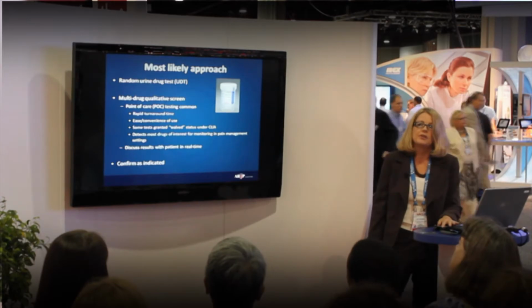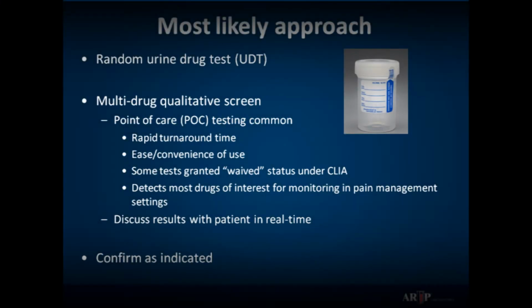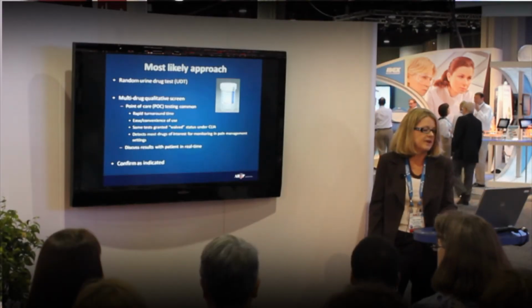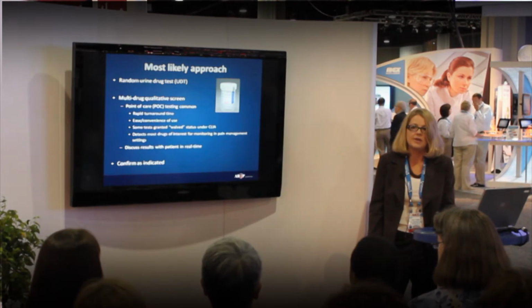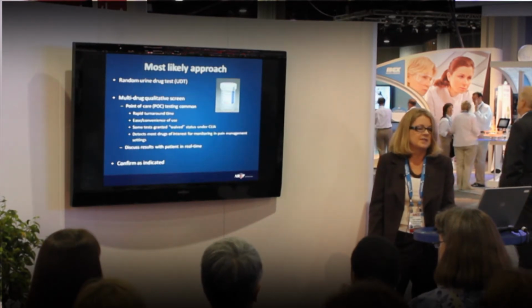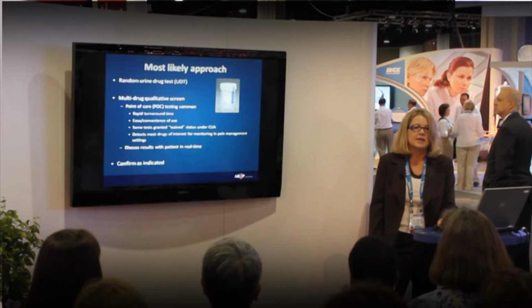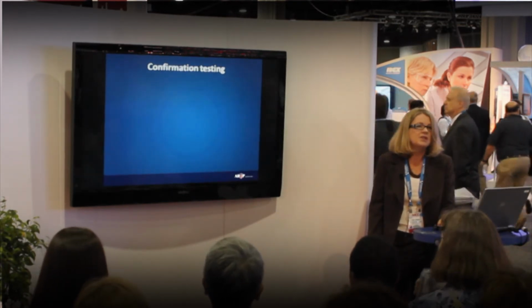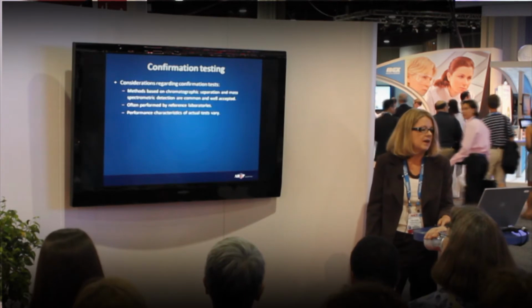So the most likely approach in a pain management setting is going to include random urine drug testing. So a random specimen is collected, and ideally that screening process occurs close enough to the patient that the physician or caretaker can actually discuss those results with the patient to identify whether there's any concern regarding the results that are identified. When there is concern for one reason or another, that results are inconsistent with expectations, then confirmation testing may be indicated. So what do I mean by confirmation testing?